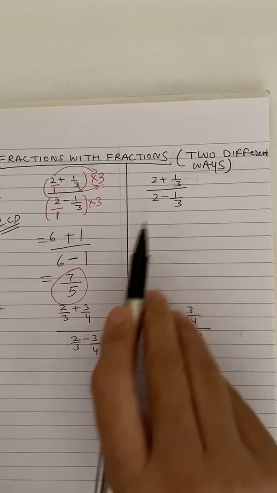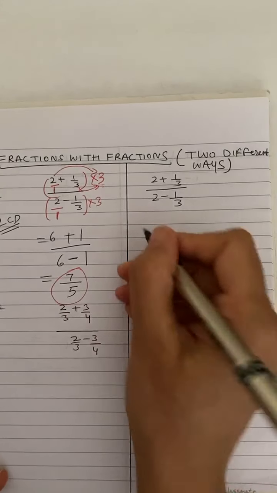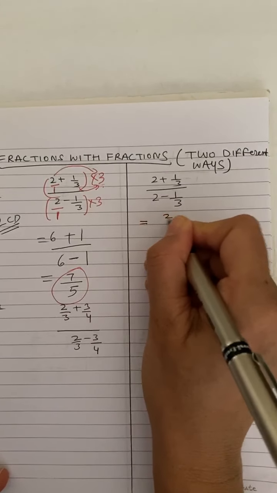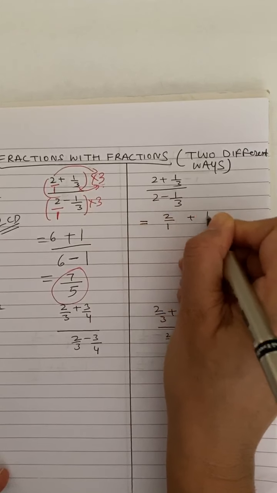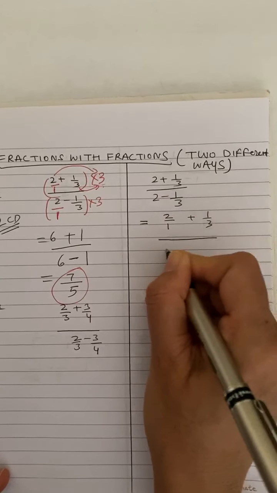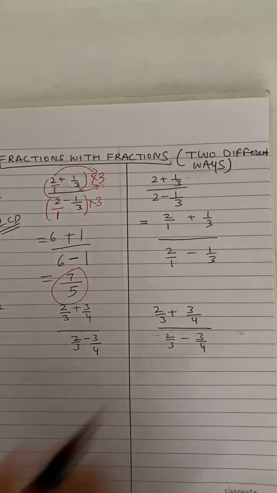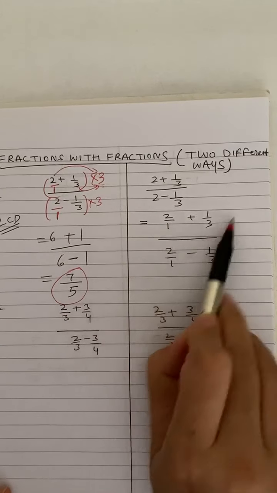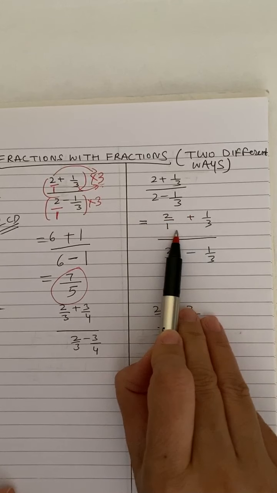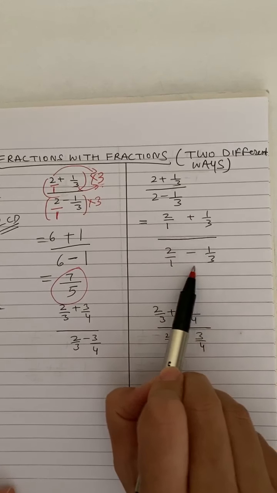Now I'm going to do it without using the least common divisor. So what you can do here is rewrite this as 2 over 1, 1 over 3rd, the same step as in the previous one. And after that, I'm going to treat this as two separate questions. So I will simplify the numerator separately and the denominator separately.